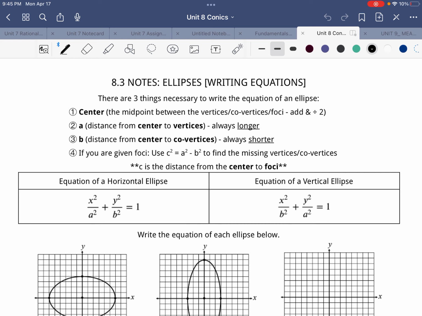Alright, so essentially what we're going over today is how to go backwards and write the equation of an ellipse given either information or the graph. And I have given you a couple of formulas down here. If the ellipse is horizontal, that just means that the bigger number A is underneath X. If it's vertical, it means that the bigger number A is underneath Y. So it doesn't really look different other than the bigger number is underneath a different variable.